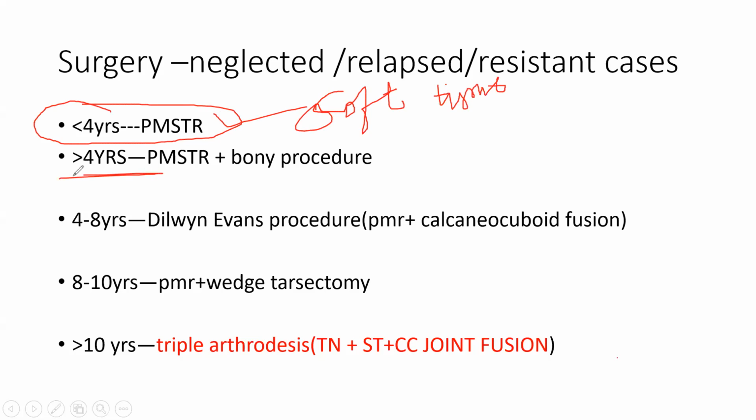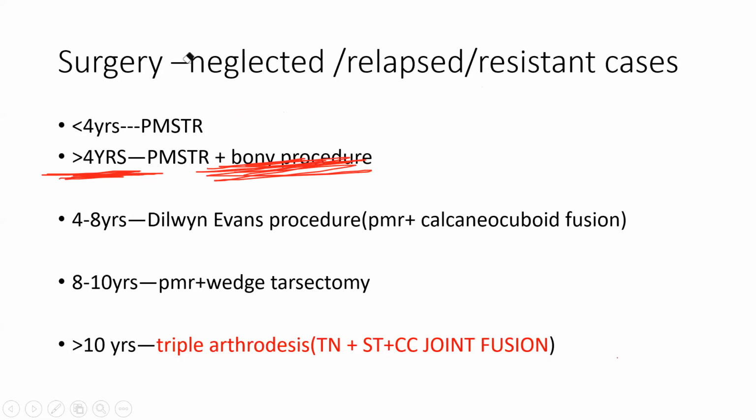After 4 years, if it is not correcting, you have to start a bony procedure. So a bony procedure would be taken after 4 years. Why are you doing a bony procedure? Because it is resistant, very hard, very tough, or you can say very restricted or constant type of CTEV, where you cannot correct it without doing a bony procedure.